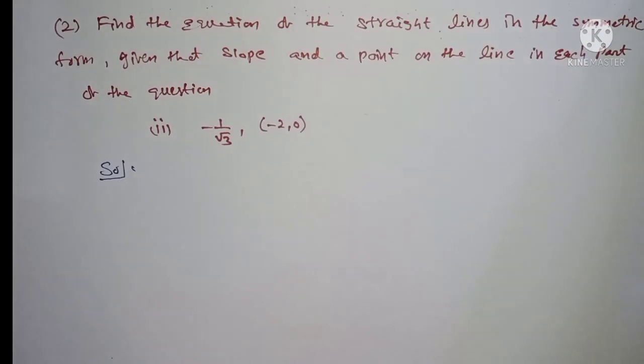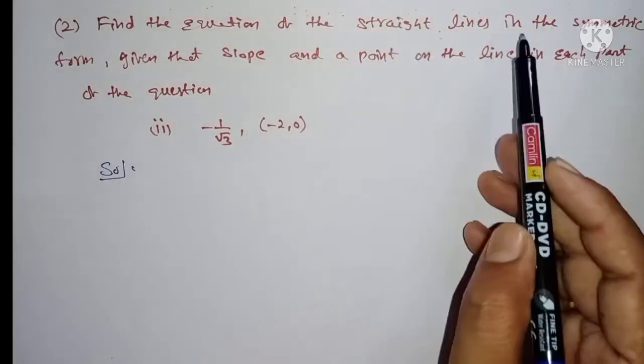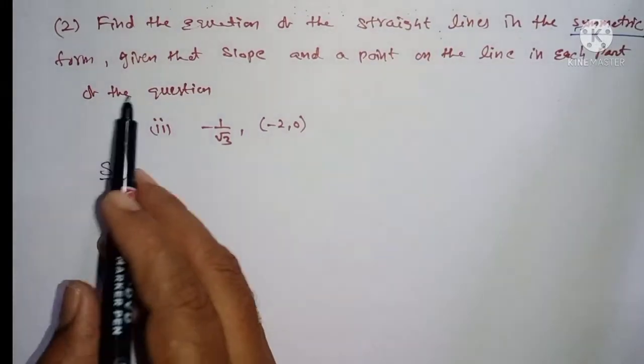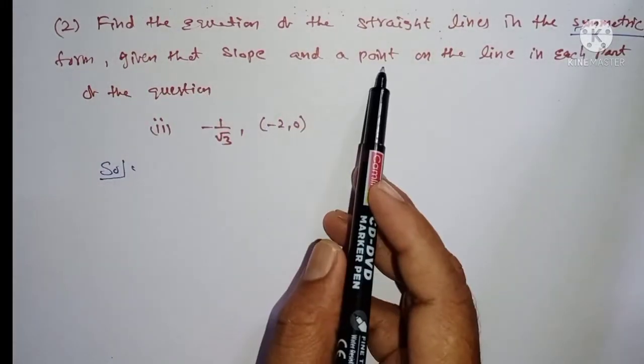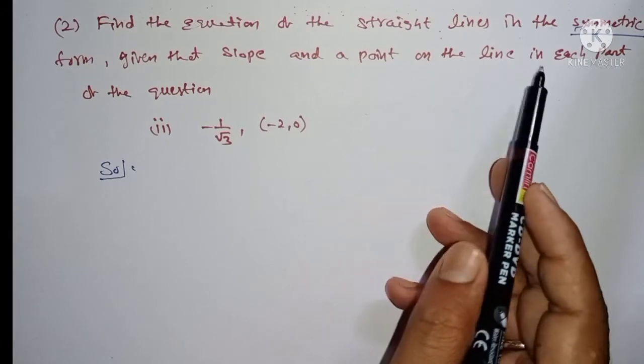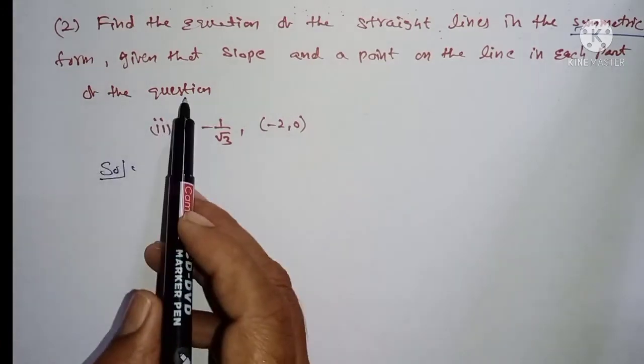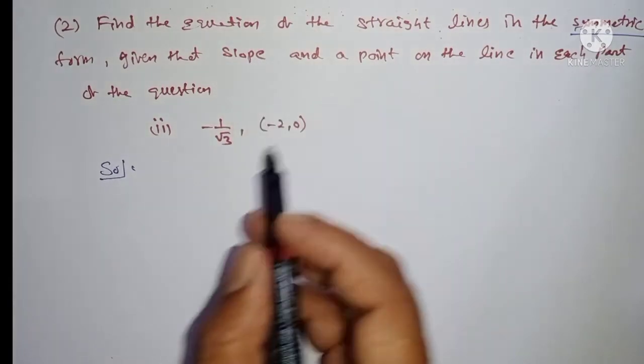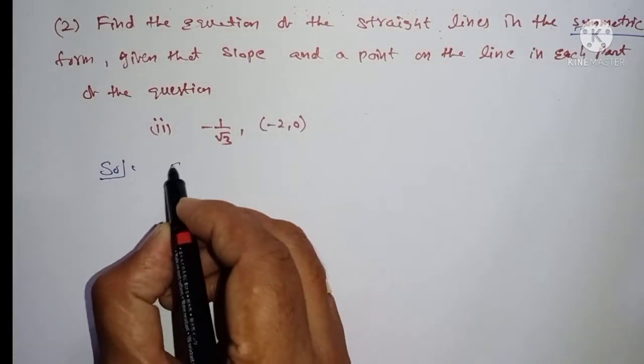Next, second question. Find the equation of the straight line in the symmetric form, given the slope and a point on the line. In this second one also you have problems. You have 3 problems only. I will explain one problem only. I am explaining the second one. The slope is given and the point is given. Therefore, given that, you can write the solution first.